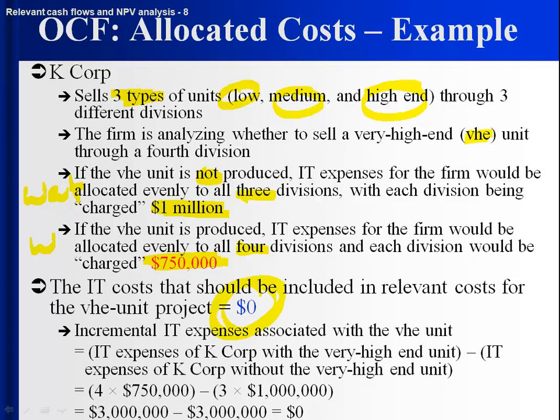And why is that? Well, what would the IT cost to the firm be with the project? Well, we have four divisions. And if they're each charged $750,000, then we know that the total IT cost to the firm would be $3 million. Total with is $3 million. How about total without? There'd be the three current divisions, low, medium, and high. They'd all be charged $1 million. And if each of three divisions is charged $1 million, $3 million. So it's $3 million of IT costs with, $3 million of IT costs without. So the decision to do the project, to add the new unit, to open up the fourth division would not change IT costs, so you wouldn't want to include any IT costs.